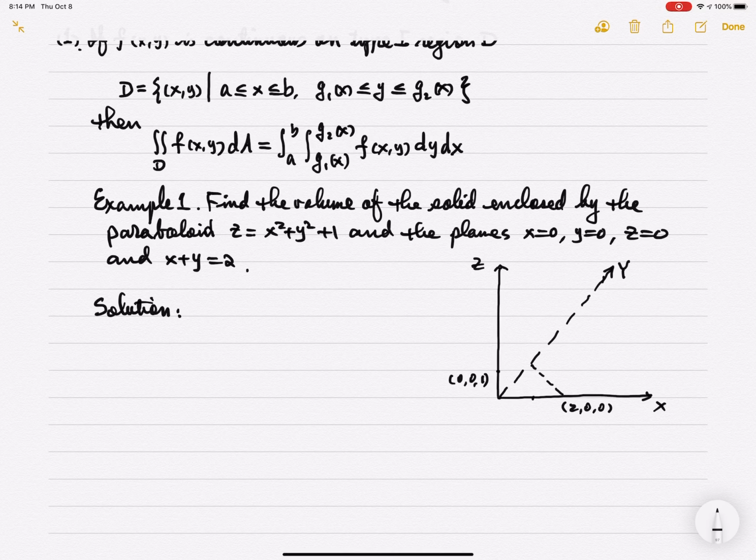I'm going to put it like this. Suppose this one. This point is (0, 2, 0). And how about this is 5? This part, z equal to 5. And then we have, let me see, this one.